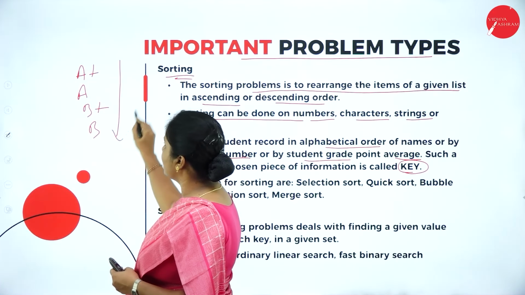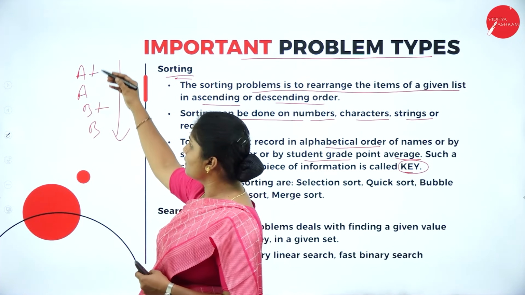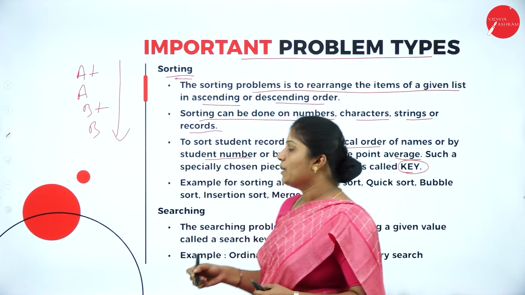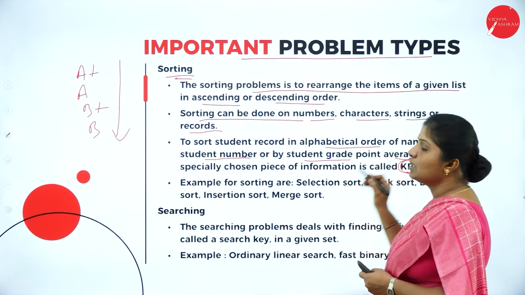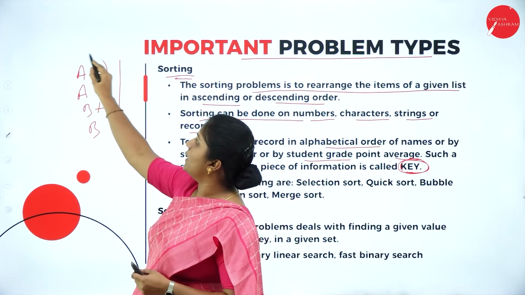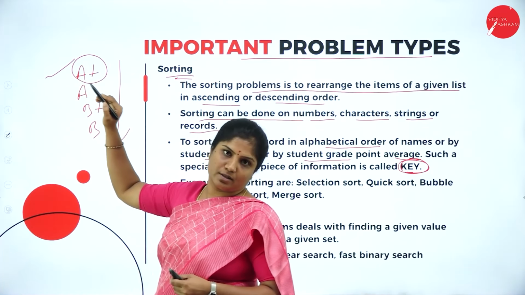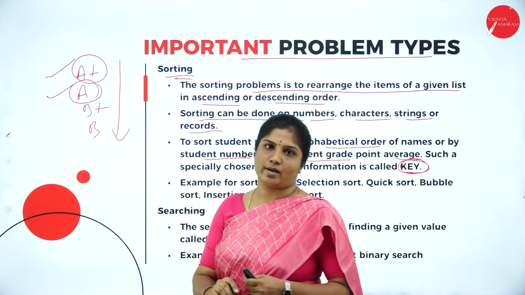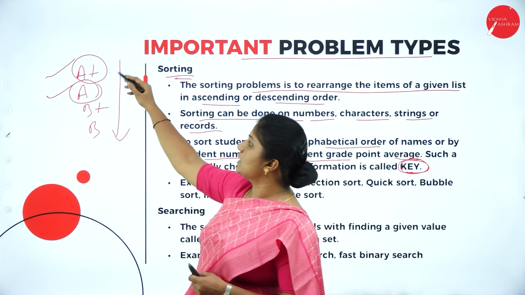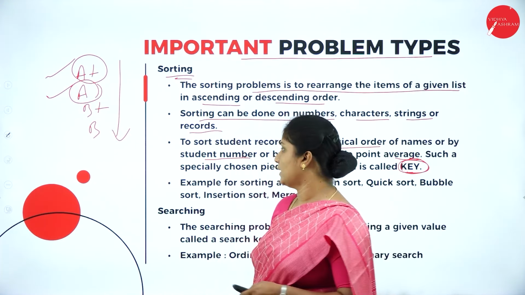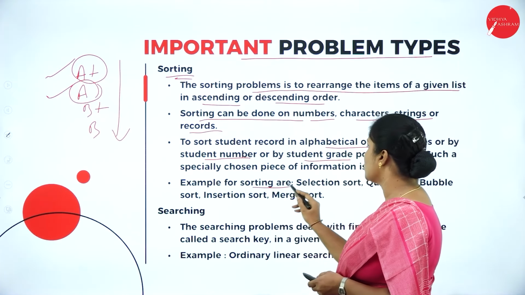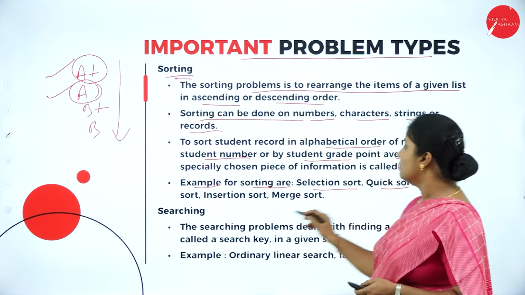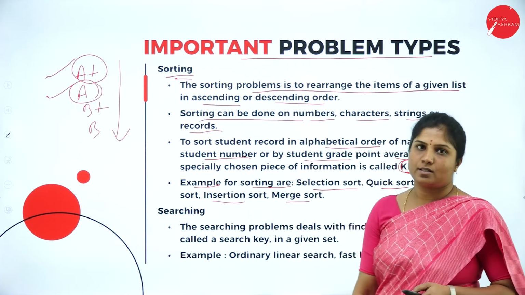So like this, in descending order. We need to arrange it. We have a key: those who have got A plus, arrange those names first. Those who have got A, arrange next to the A plus students. So like this, we are arranging using the descending sorting technique. For example, which algorithms are we going to use? Examples are selection sort, quick sort, bubble sort, insertion sort and merge sort.